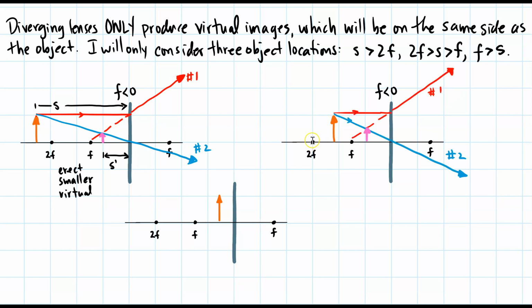As the object now moves between 2F and F, ray 1, diverging from the lens, following it back to the focal point, and ray 2, going through the center of the lens, produces a virtual image again that's going to be erect, smaller, but if I compare the size of this virtual image to the one from the previous case, you could see that it's grown in size. Let's go to the next case, where the object is inside the focal point.